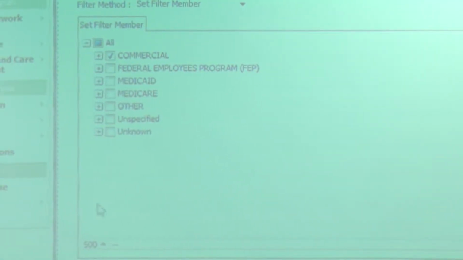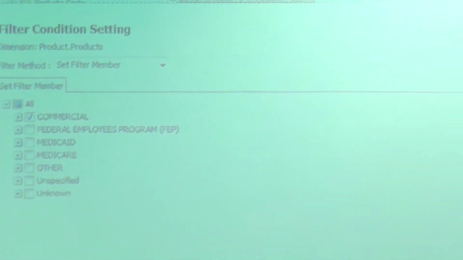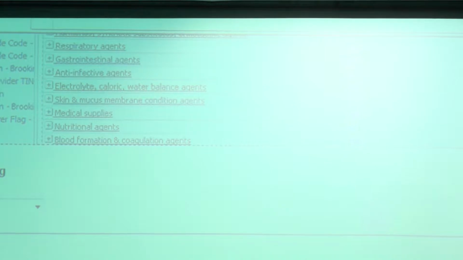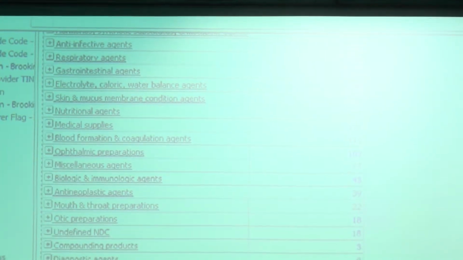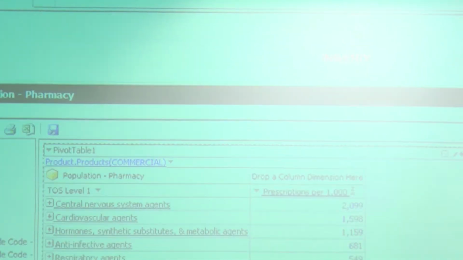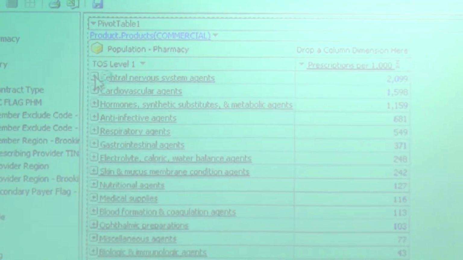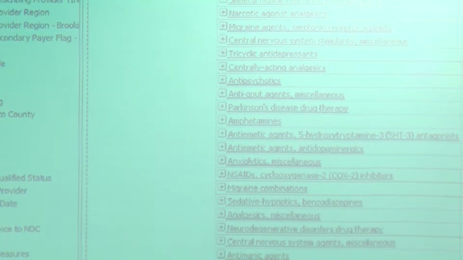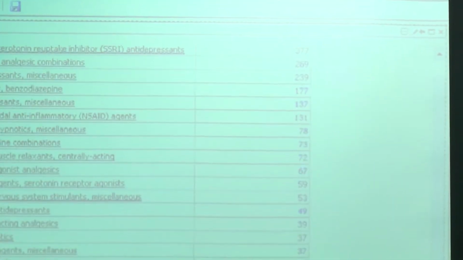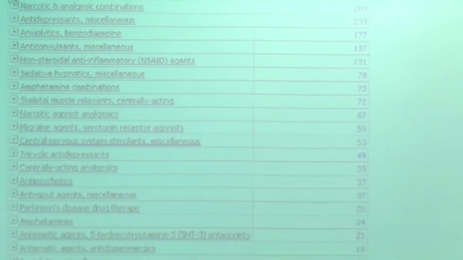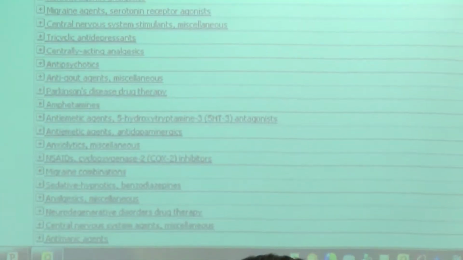Okay, so what we'll do is we'll just look at the commercial ones instead. And again, it's central nervous system agents for commercial, and if we open that up, we can actually go down to several levels of service, all the way down. In this case here, we're going down once again.